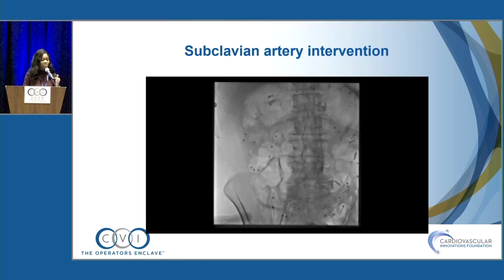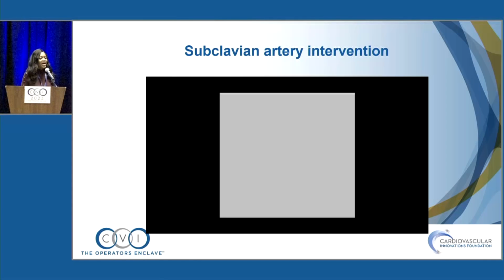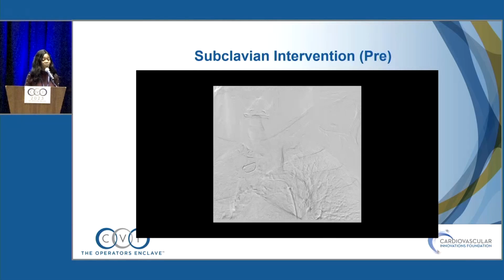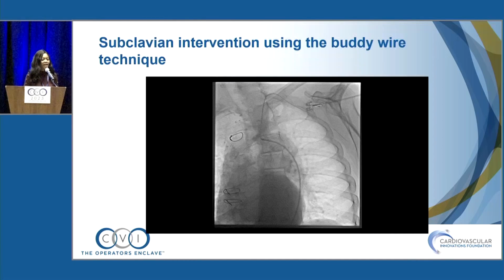So we proceeded to do a subclavian artery intervention. We went through the right common femoral artery. We used the 7 French, and then I'll just show videos so I don't run out of time. This is the angiography of the aortic arch, and this is the DSA. This is before pre-angioplasty, and that's the picture showing the stenosis. And this is where we did the intervention.